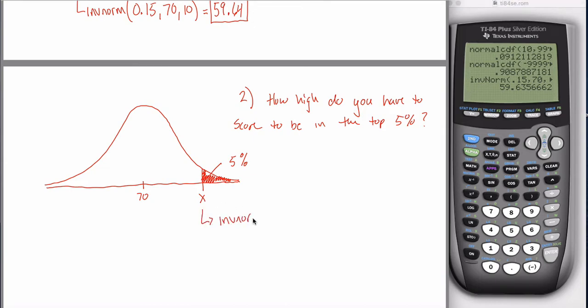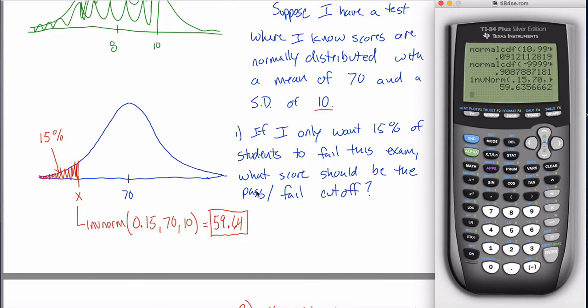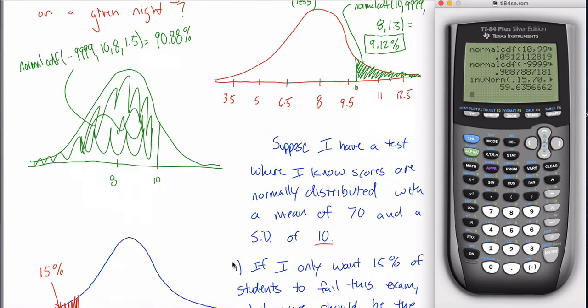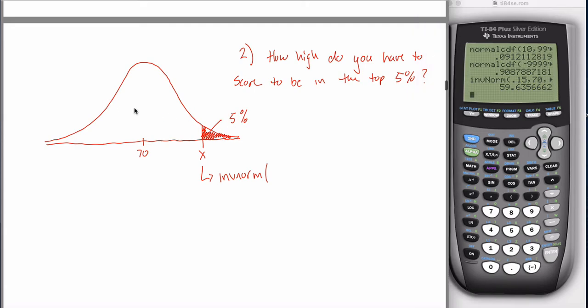And you're like, yeah, all right, I got it. Inverse norm, first argument's 5%, and then the center and the spread. No. The reason it's not is when you use the inverse norm function, you got to remember that the first argument that it wants is always the area to the left. Problem, I didn't tell you the area to the left. I told you the area to the right is 5%. The top 5%, that's the area to the right of this score. Well, if 5% is to the right, 95% has got to be the left, right? 100% somewhere. So if 5% is on this side, that's telling you that 95% is on this side.